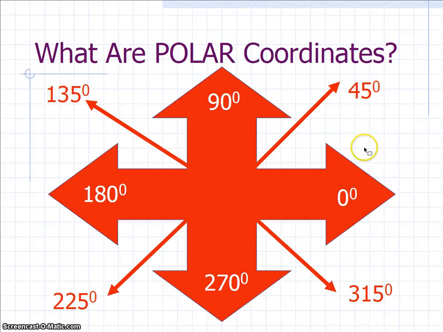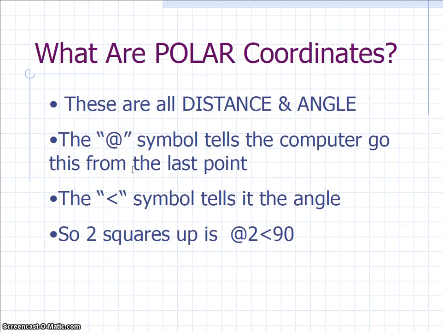All right, so let's look here. So straight to the right is 0, straight up is 90, straight to the left is 180, straight down is 270. And then everything in between adds to it. So if I wanted to come this direction, instead of it being 45, it becomes 135, and that's where that comes from. And you have to remember about the polar coordinates is they're always going to be distance and angle.